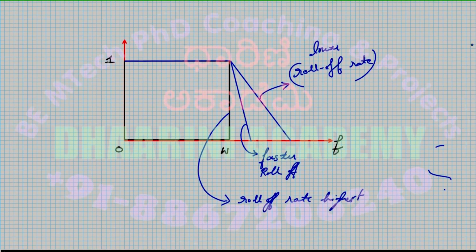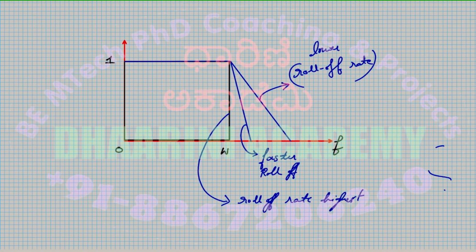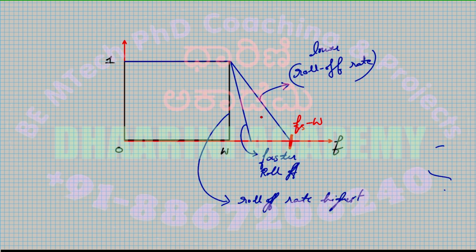And what is the highest value that you can reach? I'm talking about this particular value. It can even touch the next triangle, if you recall. So this value should be fs minus w. Ideally, the blue colored one which we have drawn here is the ideal; the practical one can even touch fs minus w. Until there, you can design. This portion is the advantage of the guard band.